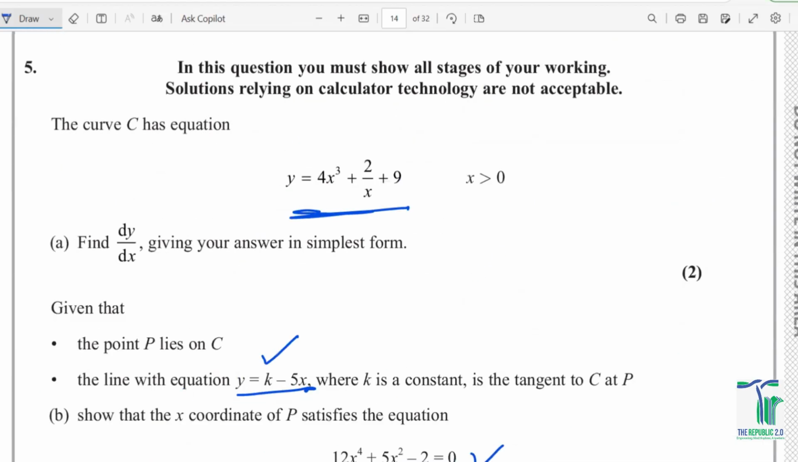In the very this part, B part, we need to show that the x coordinate of point P satisfies the equation. Point P lies on the curve. Now this is the equation which is tangent to C at P. I do not have P. I'm going to use it as x and y. So first of all, you can easily see that y is equals to k minus 5x in y is equals to mx plus c form can be written as y is equals to negative 5x plus k. So by comparing it with the slope-intercept form, the gradient of this equation comes out to be negative 5. So I'm just going to equate this negative 5 to the gradient of this equation, which is the differentiation.